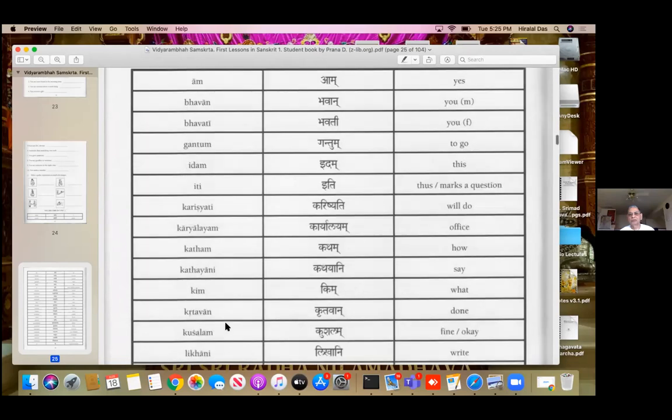I have a question. Yes. Can you say the word in Sanskrit for office? Karyalayam. Here it is. You see where my arrow is? Do you see my arrow? On the screen, that is Karyalayam, office. Okay?